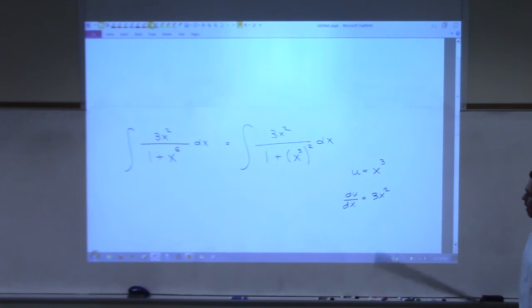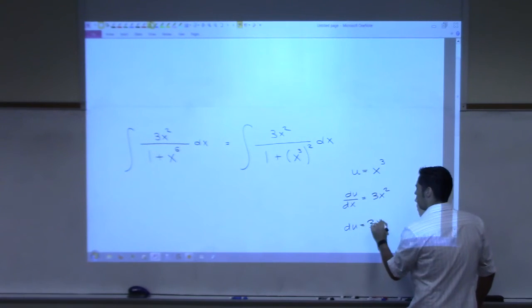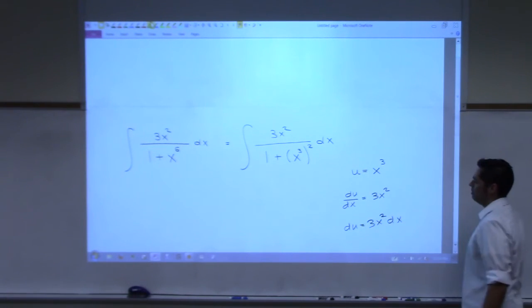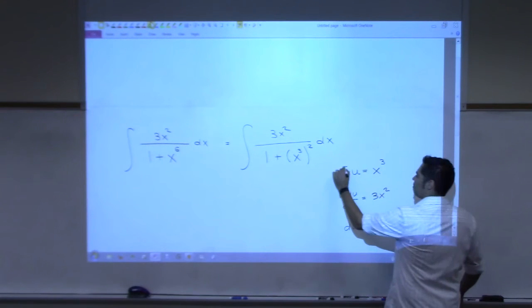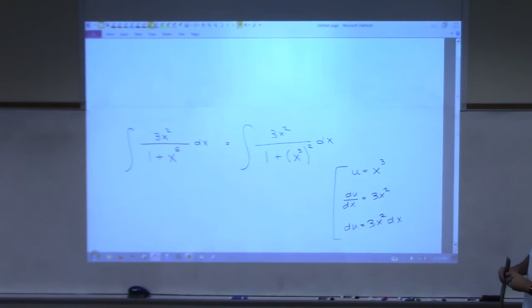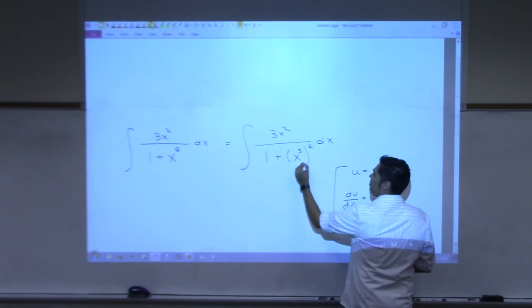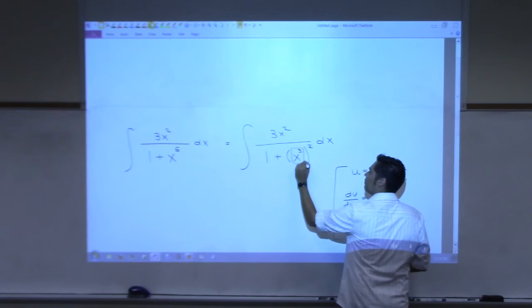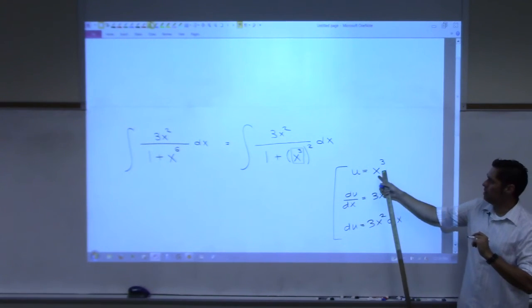All right, so I'm going to put du equals 3x squared dx, like this. This is the standard thing I'm going to do every time I do a substitution. And now what I'm going to do is play this game where I try and basically rewrite this entire integral. So I'm going to replace this x cubed with what? X cubed is u, right?